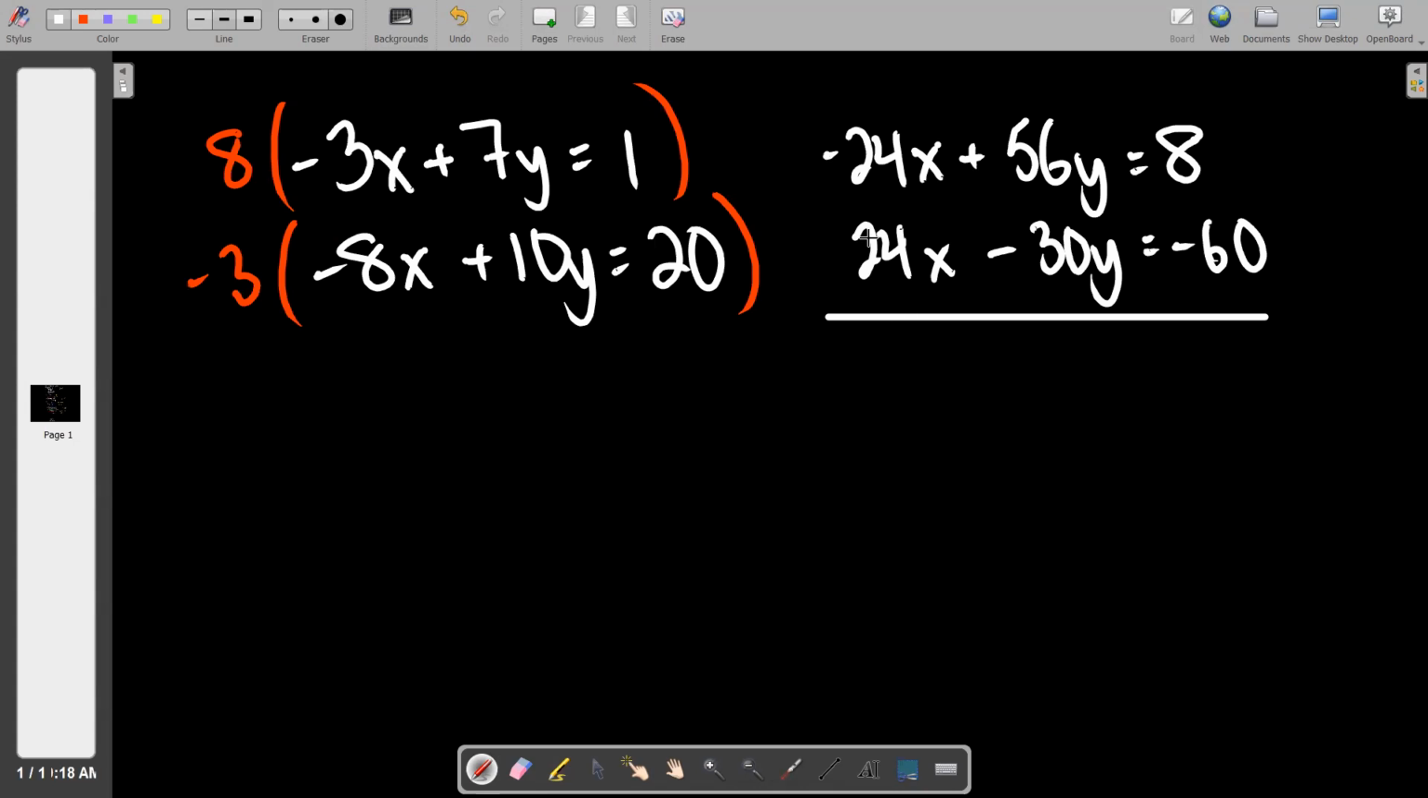So when we add them together now, the X's are obviously the ones that go kapooper. How many Y's do we get? We get positive 26 Y's. And then what's 8 minus 60? -52. Divide both sides by 26 and Y is -2.